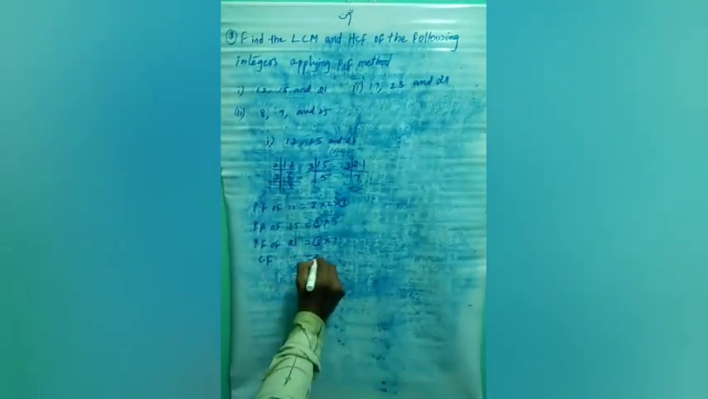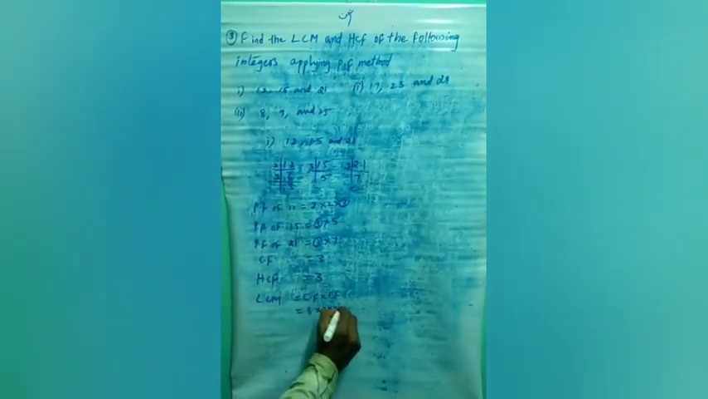Now the common factor of these is only 3. Therefore HCF of 12, 15 and 21 is equal to the common factor. LCM is equal to common factor into extra factors. So common factor is 3 and extra factors are 2 into 2 into 5 into 7. Then the multiplication: 2 5s are 10, 2 5s are 10, 3 2s are 6, 6 7s are 42, 42 into 10 is 420. LCM of 12, 15 and 21 is 420.